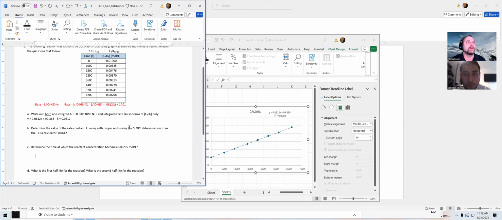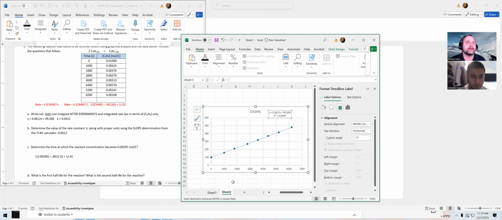So when we wrote this out using the integrated rate law, 1 over our concentration, so 1 over 0.00295 equals, and then we know that our equation then was 0.0612 times t plus 1 over 0.01. And we're just going to solve that for our t.